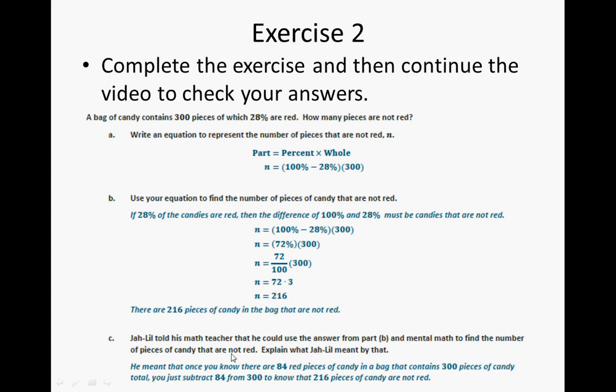So Jali told his math teacher he could use the answer from part B and mental math to find the number of pieces that are not red. Explain what he meant by that. Well, once you know that there are 84 pieces of red candy, then you could subtract 84 from 300 to get 216. That just summarizes what I said before. You can do this mental math without using the part equals percent times whole equation, but that's the reason why they included part A and B.